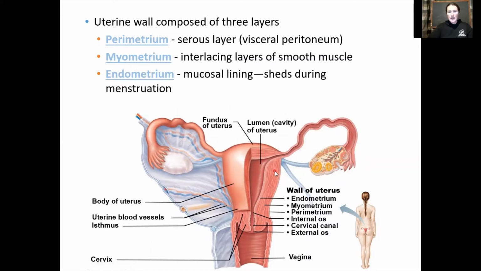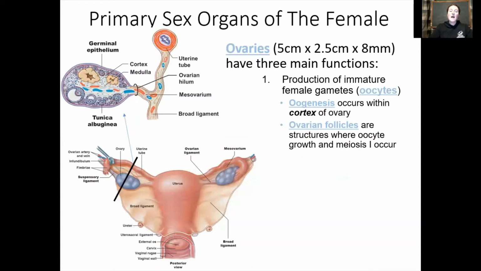Okay, so again, this is the myometrium. Myo always means muscle. Endometrium is the lining of the uterus, which can be shed every month during a menstrual period. And also it can grow substantially if there is a fertilized egg within the uterus.